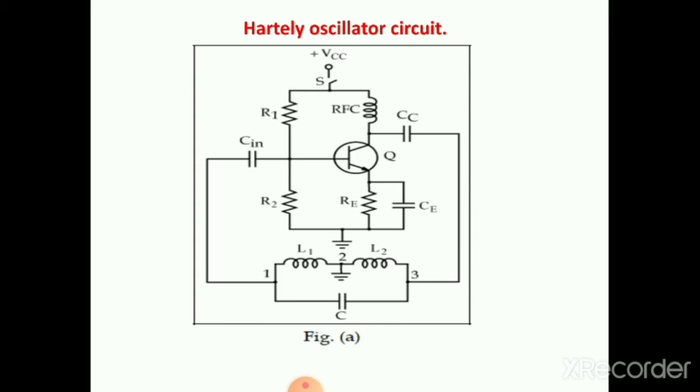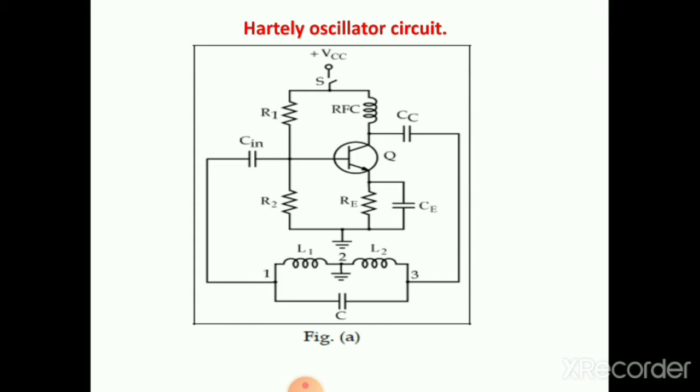But the output of CC, the coupling capacitor, is connected to a particular feedback network. In that we have L1, L2, two inductors connected, and a capacitor C. If you see, the ground connection is given in between L1 and L2, so they are in parallel. Though they seem to be a series connection, because of that ground connection they are in parallel. And the output of this feedback network is connected to the input of the transistor amplifier.